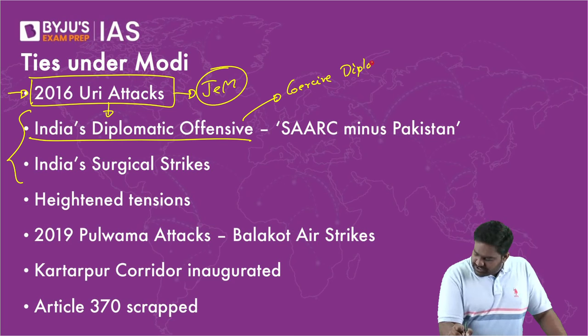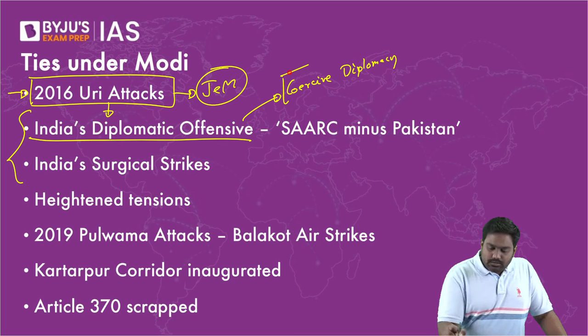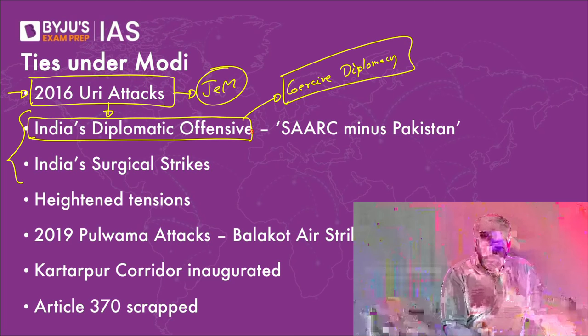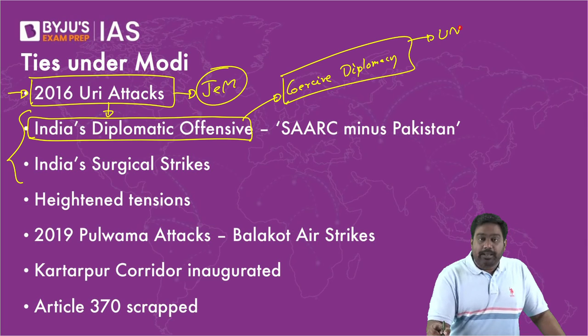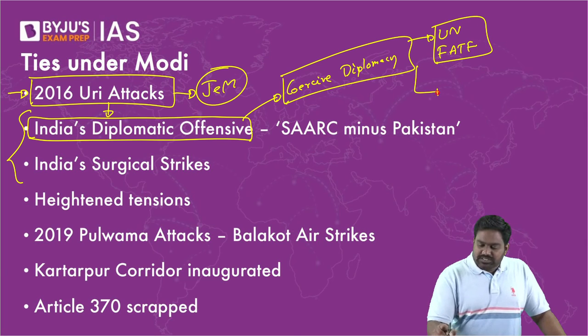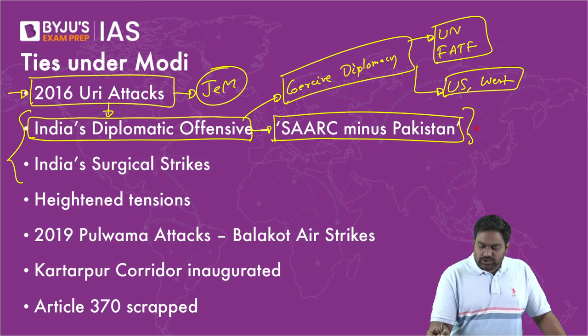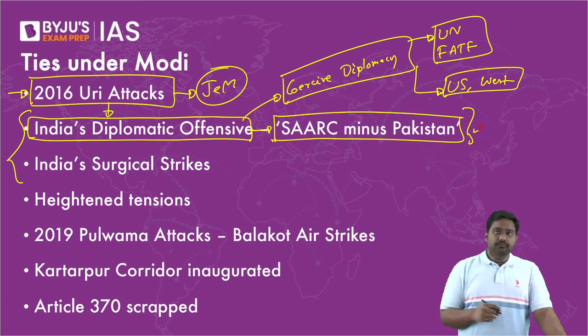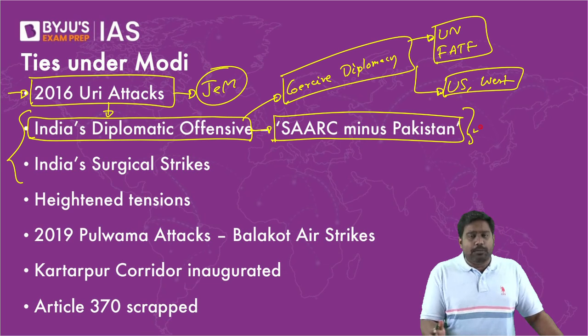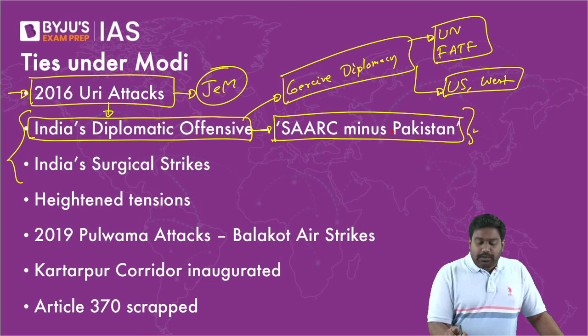We put tremendous pressure on Pakistan through international efforts. We cornered Pakistan at the UN, at the Financial Action Task Force. We got support from the US and Western countries to put more pressure on Pakistan. And within the region, we isolated Pakistan by excluding it from the SAARC. Is that clear? See, we can't remove Pakistan from SAARC, but we sidelined the SAARC grouping itself to isolate Pakistan.